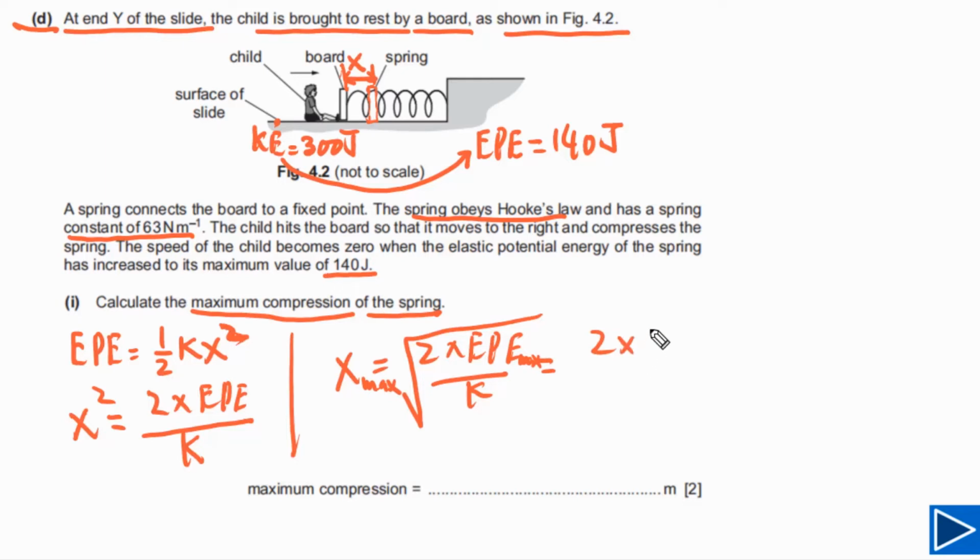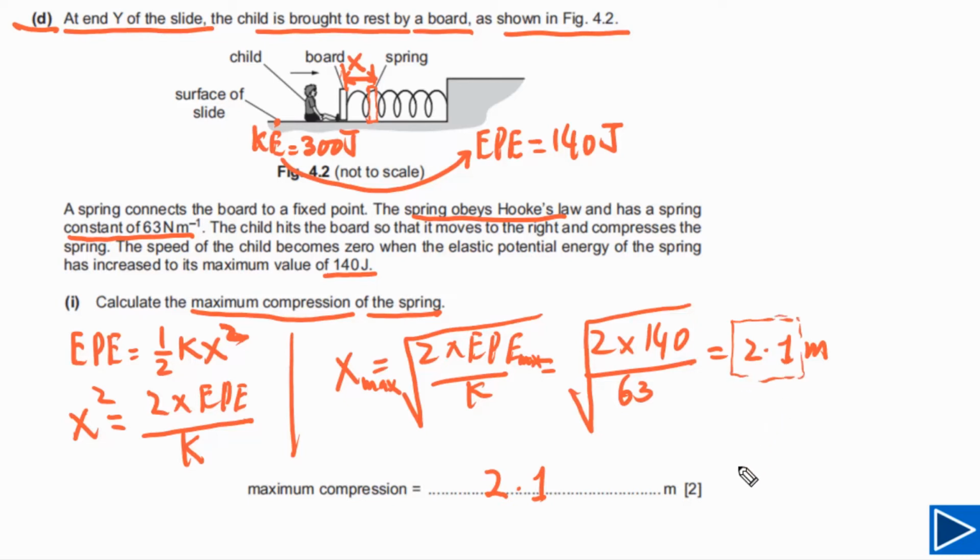Now simply we can plug in these values. EPE is equal to 140, k is equal to 63 newtons per meter, and our final answer will be 2.1 meters. So this is our final answer. The spring will be compressed by this much, 2.1 meters. And this question has 2 marks. The first mark you will get if you have written this formula, so this is the C mark. And the second mark is the answer mark. If you have got the right answer, you will get the second mark.